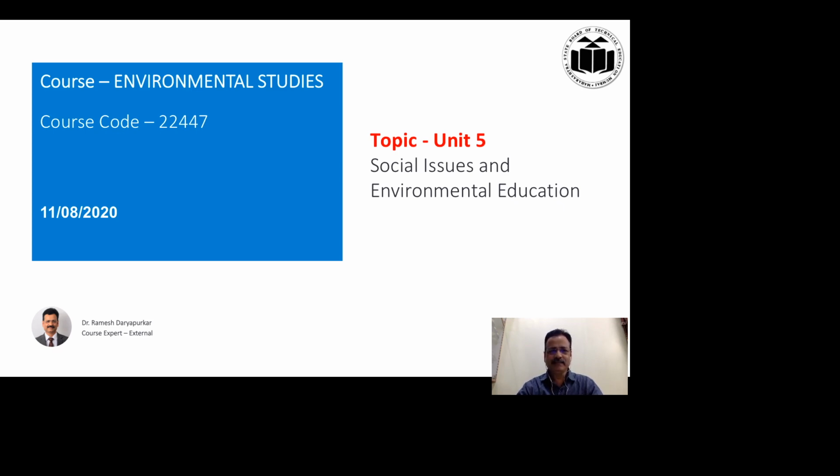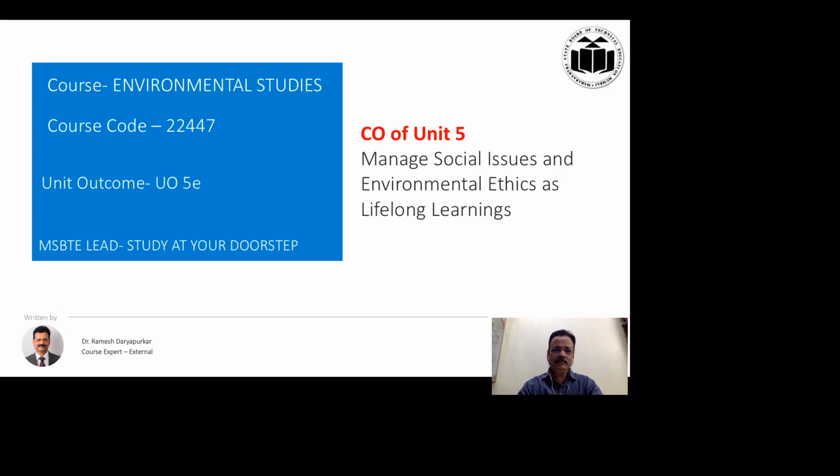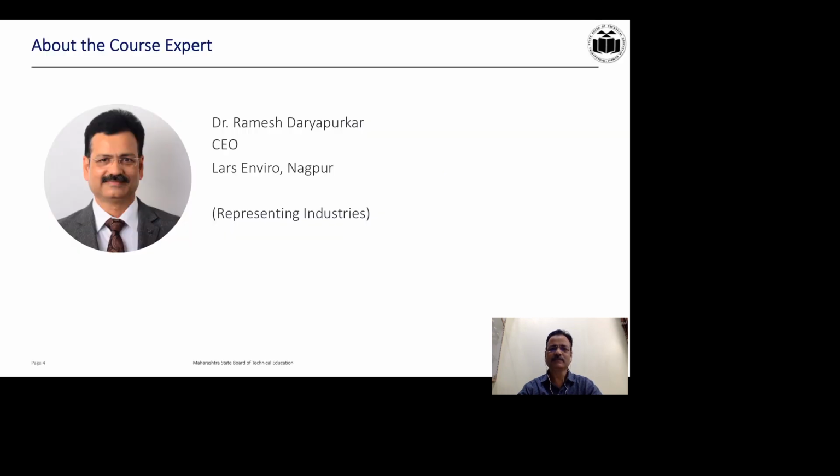We are studying environmental studies, course code 22447, and in that we are going to focus on unit 5, that is social issues and environmental education. The expected course outcome of unit 5 is to manage social issues and environmental ethics as lifelong learnings. Today, we are going to cover unit outcome 5E.